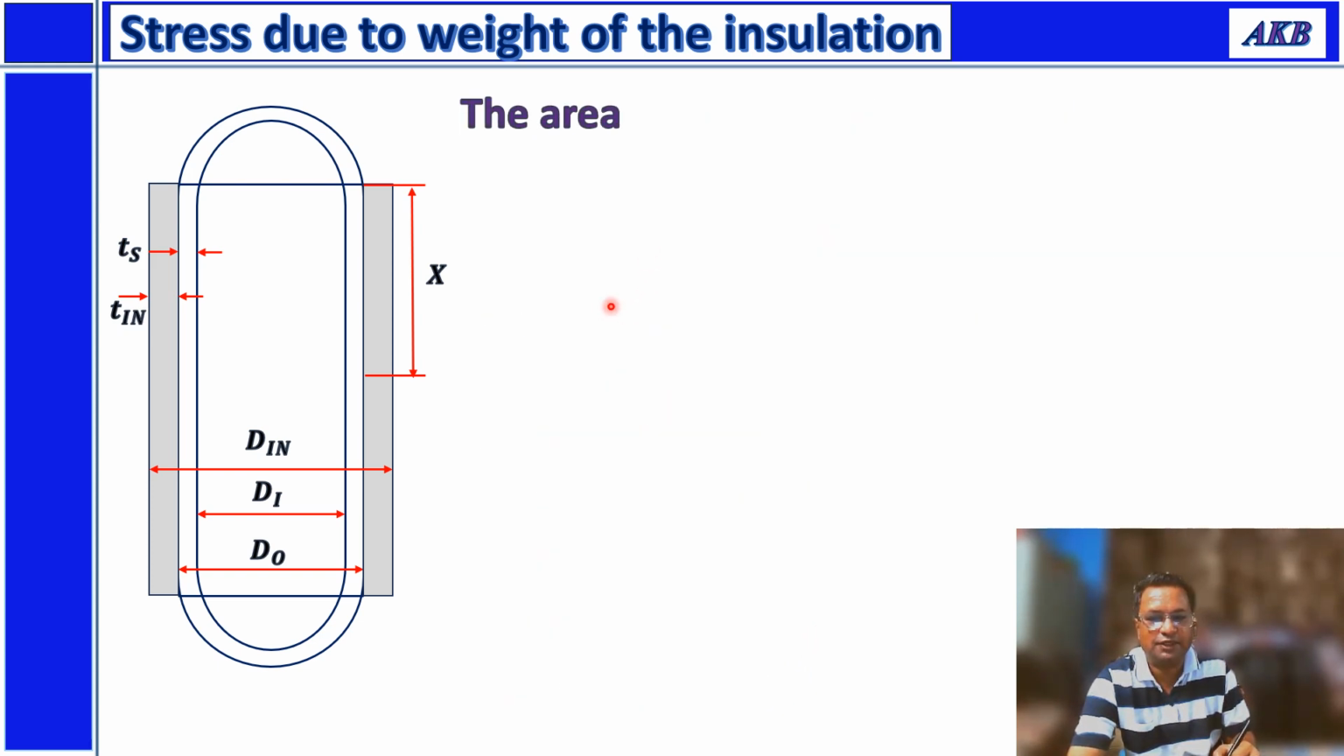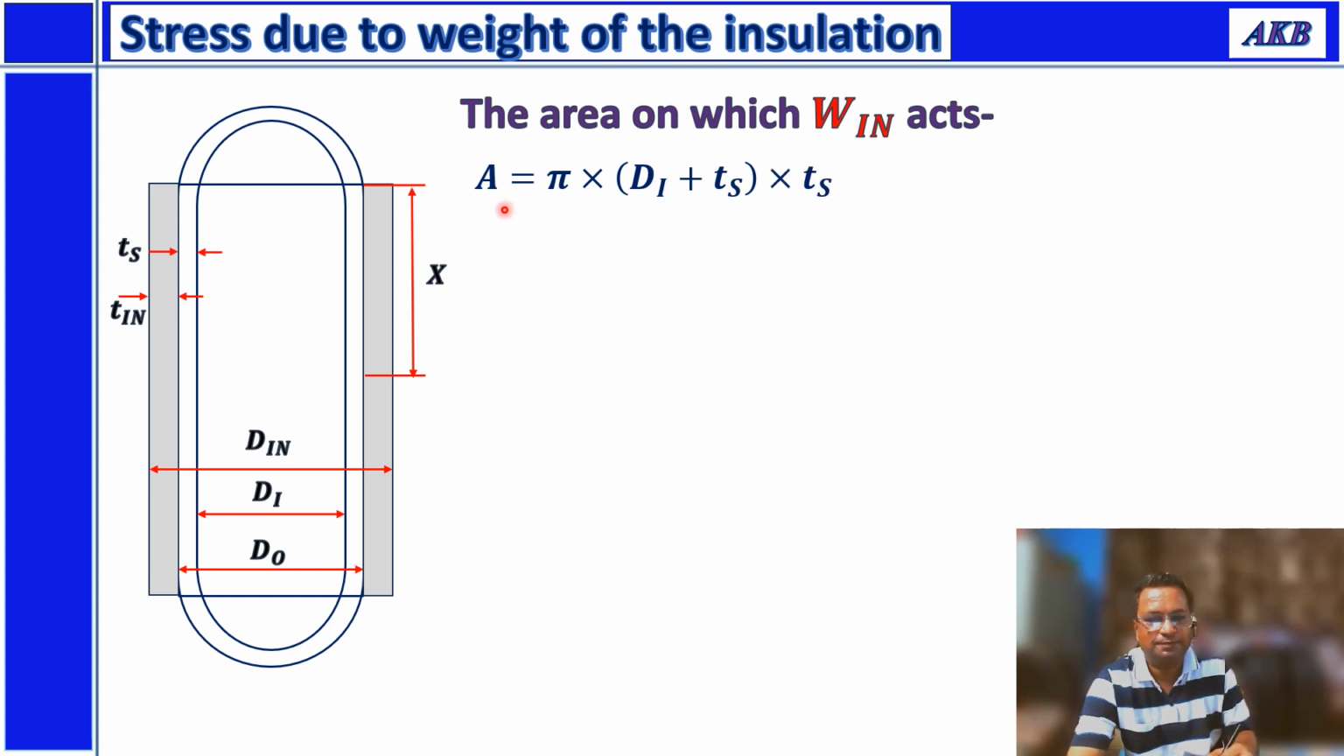Okay. Now let us continue. Now area on which the weight of insulation acts, area on which Win acts, is again this area. A is equal to pi into di plus ts into ts. So this will be the area on which weight of the insulation will be acting.